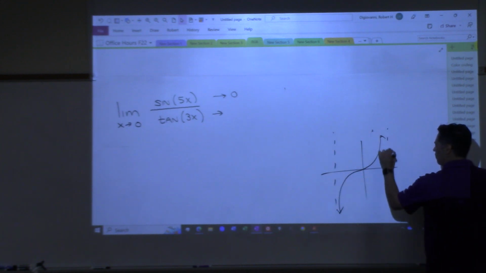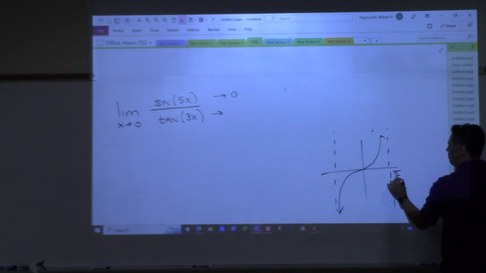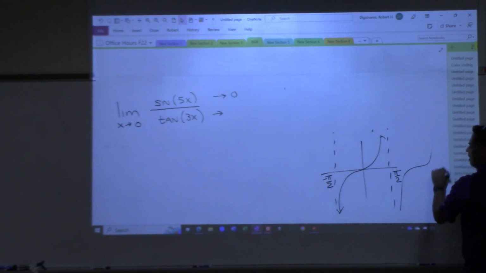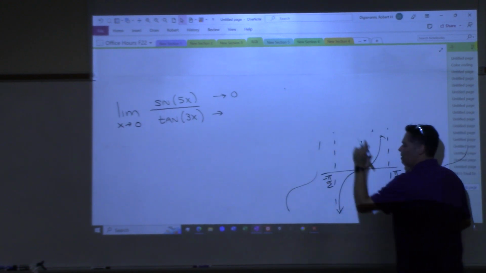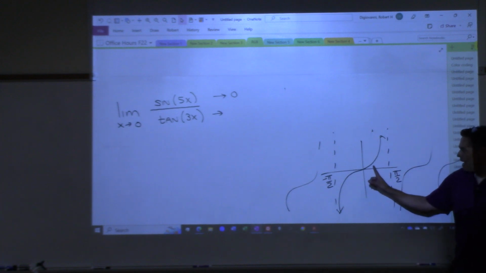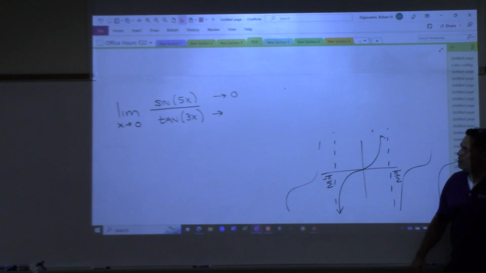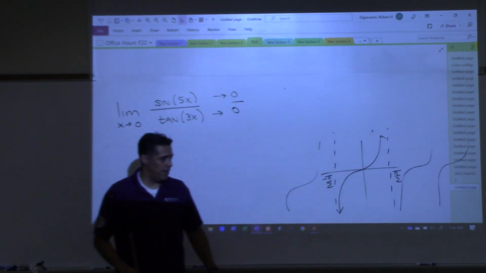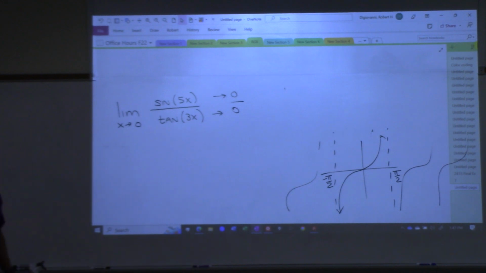Pre-cal. This is pi over 2. This is negative pi over 2. And it's periodic. It keeps repeating itself like this. But the important thing is that at 0, the tangent function is 0. It goes through the origin. So you need to know that. So you get 0 over 0, right? So that's bad. So it needs some algebra.